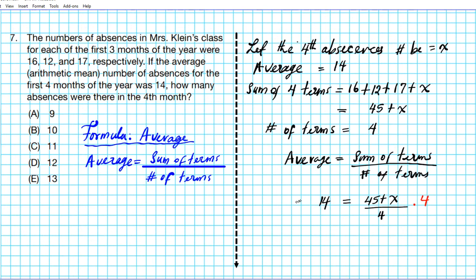Alright, so let's go ahead and do that. Multiply both sides by 4. This divides out. 14 times 4 is 56. 56 equals 45 plus x. And then to get x isolated, we simply subtract 45 from both sides of our equation, and we get our final answer. x equals 56 minus 45 is 11. The answer to question number 7 is option letter C.